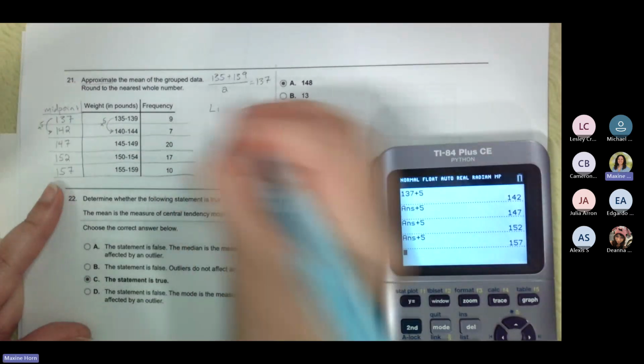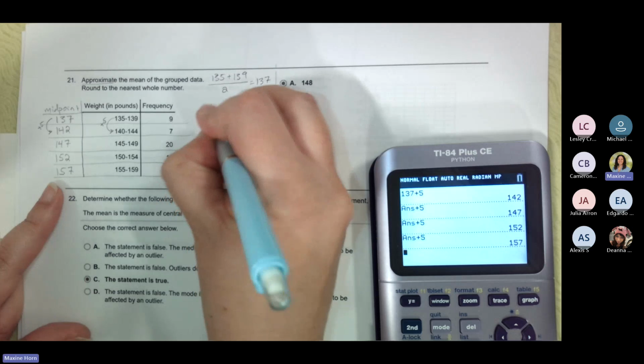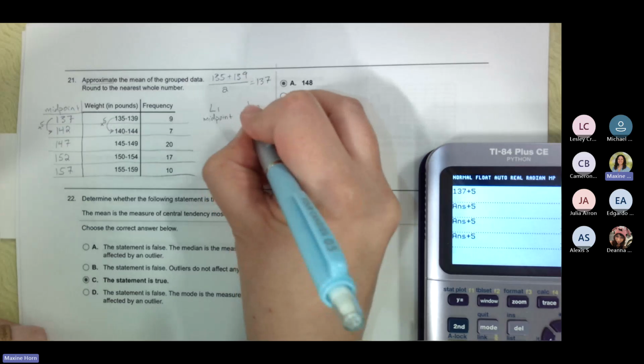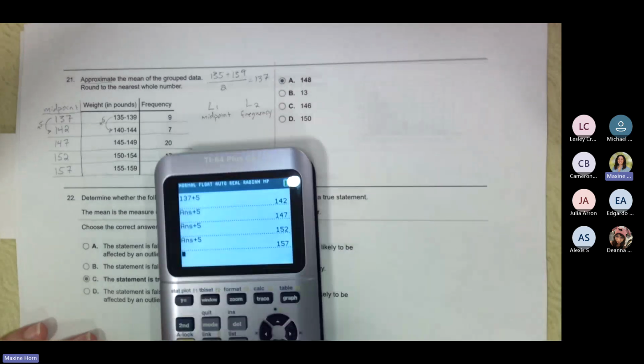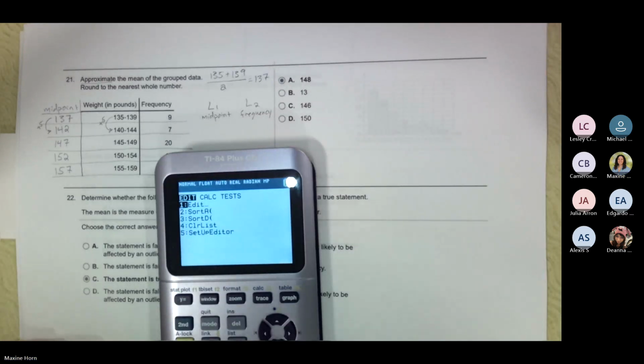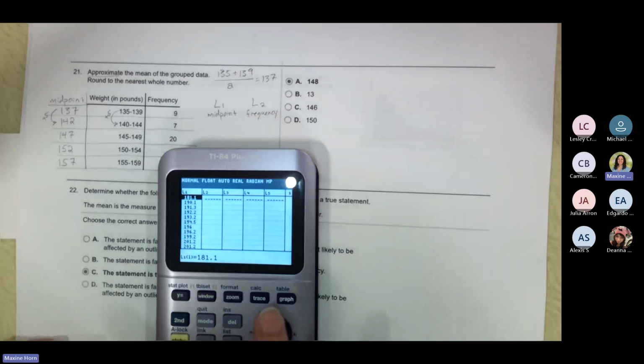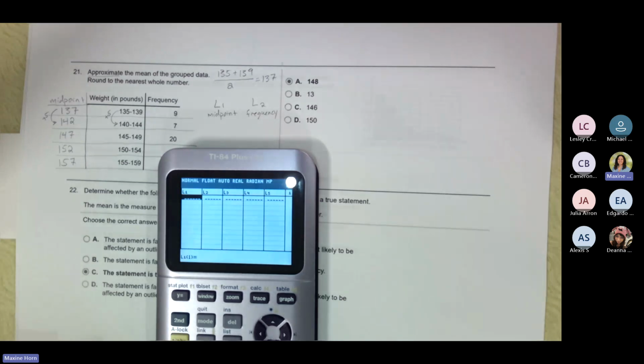Your list 1 is your midpoint. Your list 2 is the corresponding frequency of that class, of that midpoint. So you're going to go into stat, edit, right? Stat, edit. To clear this, I'm going to arrow up to the column header, hit clear, and then hit enter, and it clears it.